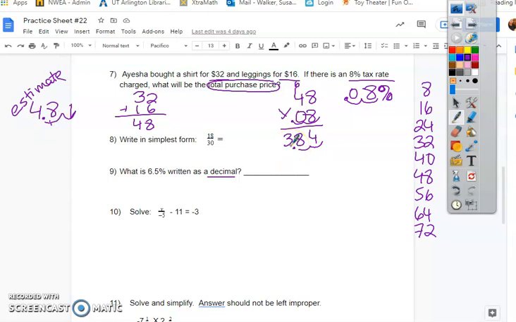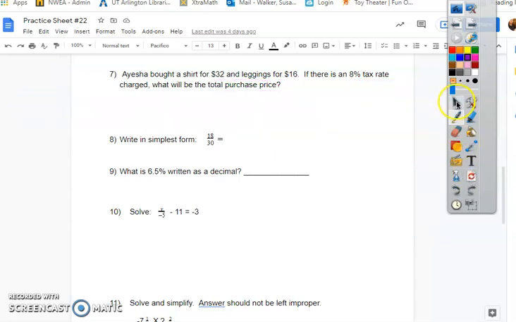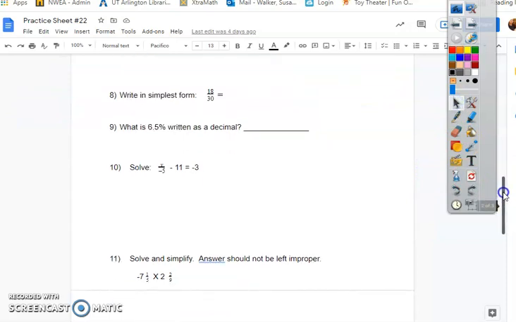So your job now is to add. You want to add those. Add this to find the total purchase price. And I would put 48.00 since it's money, plus that number.